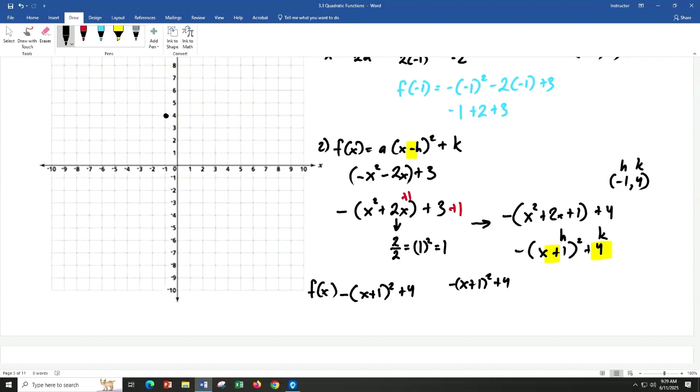Well, how about this? All equal to 0. Subtract 4 from both sides, I get negative x plus 1 squared is equal to negative 4. Divide off the negative 1 on both sides. I get x plus 1 squared is equal to 4. Well, how about I just take the square root off both sides? Supposed to use a 4. That's a 4. Oh, sorry. I'm getting ahead of myself. What happened there?